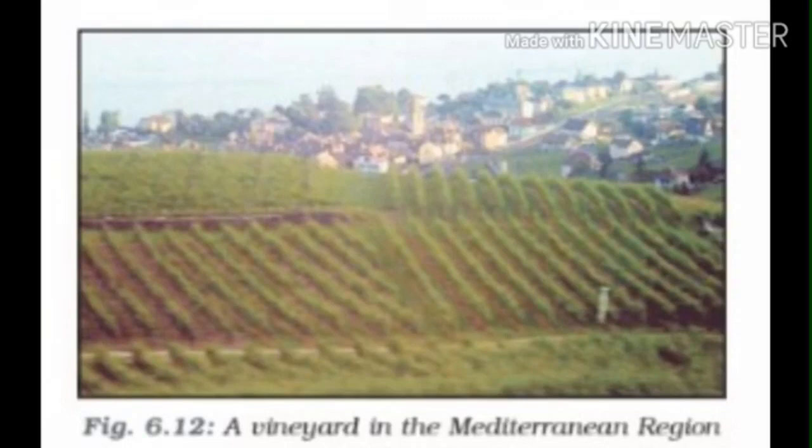Mediterranean forests are also called what, children? Orchards of the world. It is not given in the book. Please make a note of it. Mediterranean forests are also called the orchards of the world.